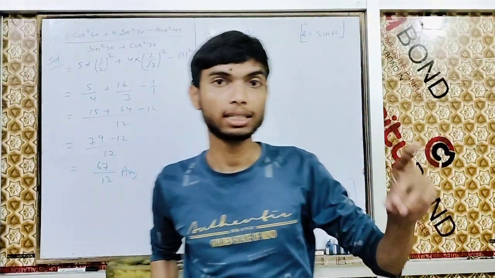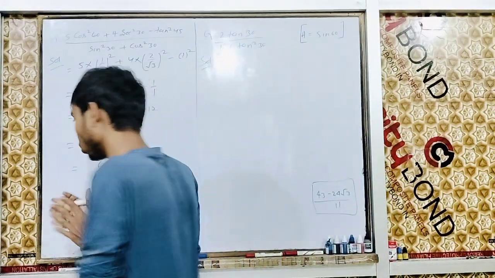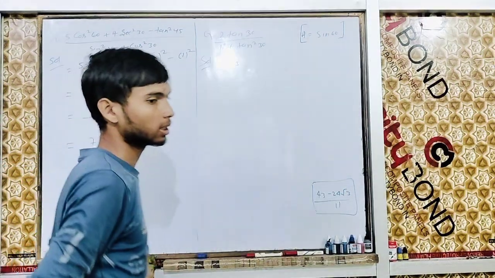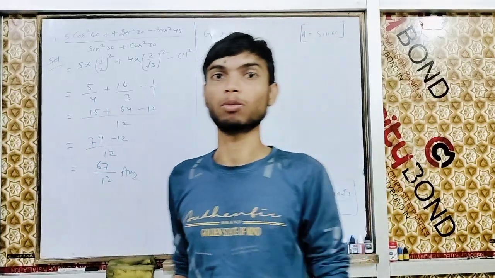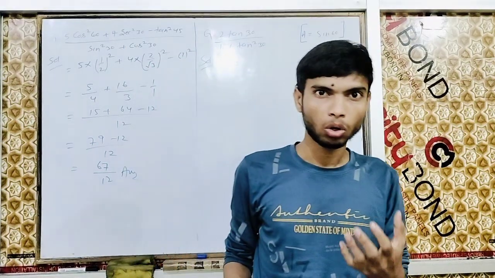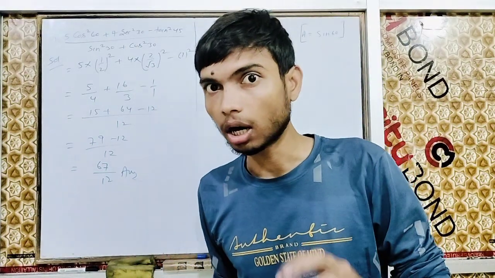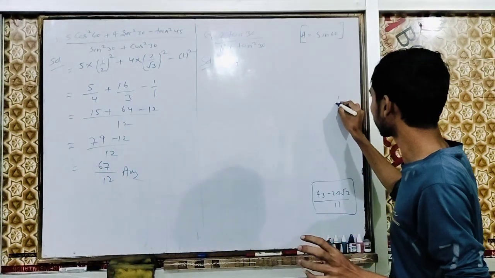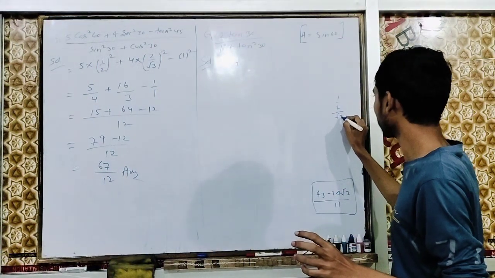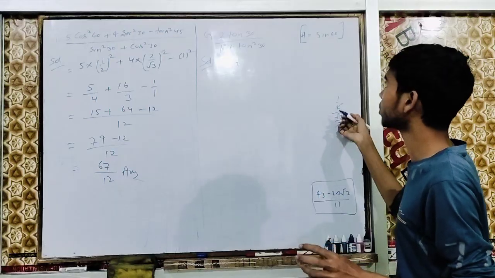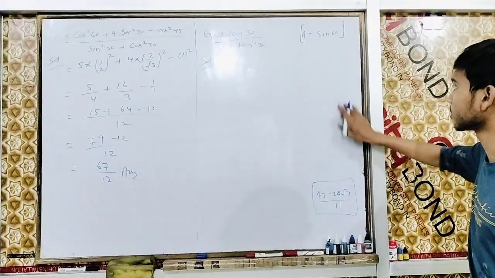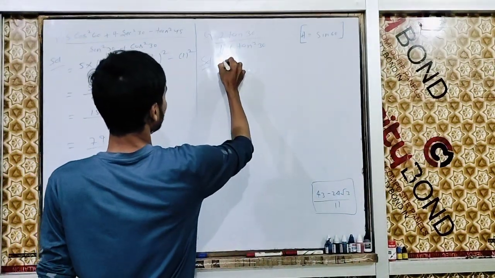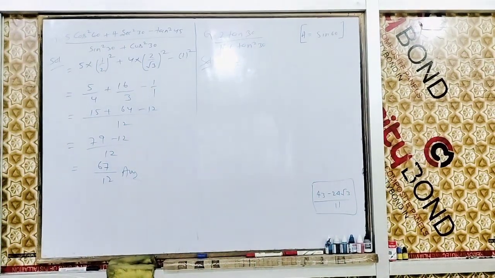So sin 30 is nothing but 1 upon 2, and cos 30 is root 3 upon 2. The 2s will cancel, so it is coming 1 upon root 3. And the 2 stays as it is, because it is in multiplication.